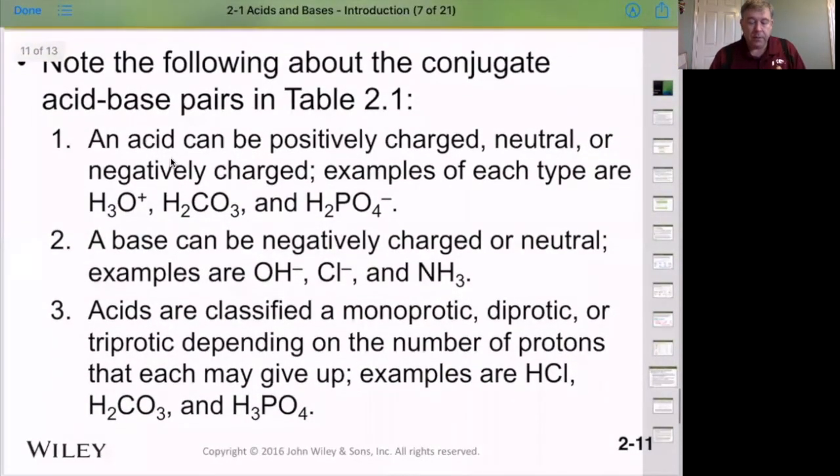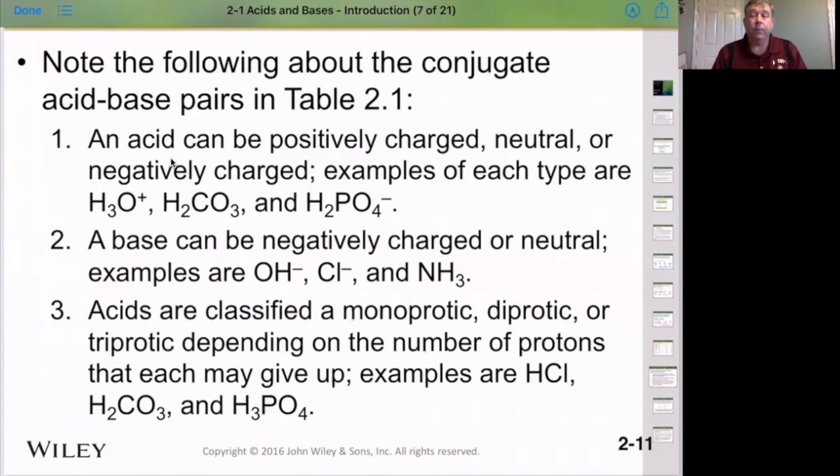So some things to note in those conjugate acid pairs, okay? An acid can be positively charged, neutral, or negatively charged, okay? Acids can be any charge they have, as long as they can transfer a proton, okay? So it doesn't matter what the charge is, okay? Bases can be negatively charged or neutral, like in the case of water and ammonia. It can accept a proton, but it can be negatively charged or neutral, okay?